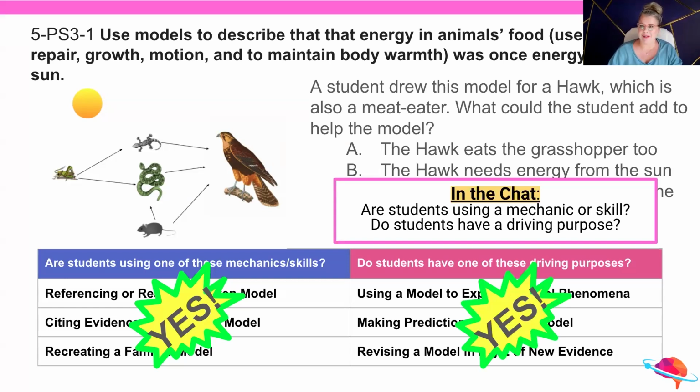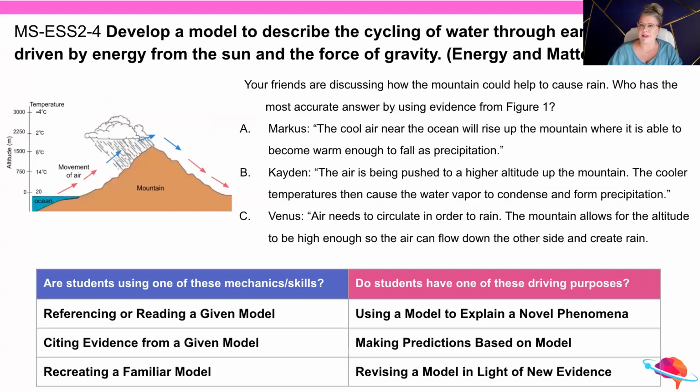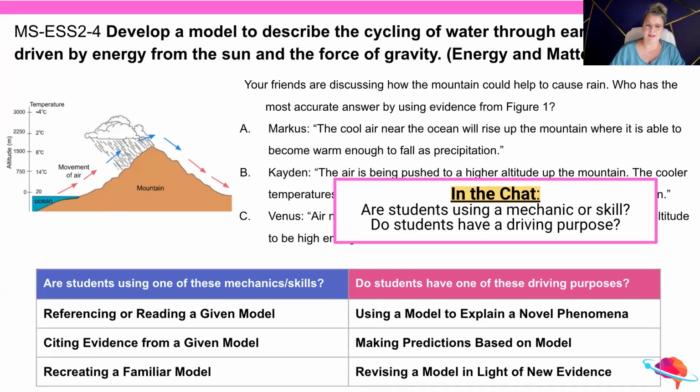Everybody's doing awesome, fabulous. I got a couple more for you here. Maybe we'll speed this up a little bit just because we're getting to be pros now. Middle school one: your friends are discussing how the mountain could help to cause rain. Who has the most accurate answer by using evidence from figure one? Go ahead and in the chat, give me yes, yes, no, no, yes, no, no, yes to our two different criteria here.